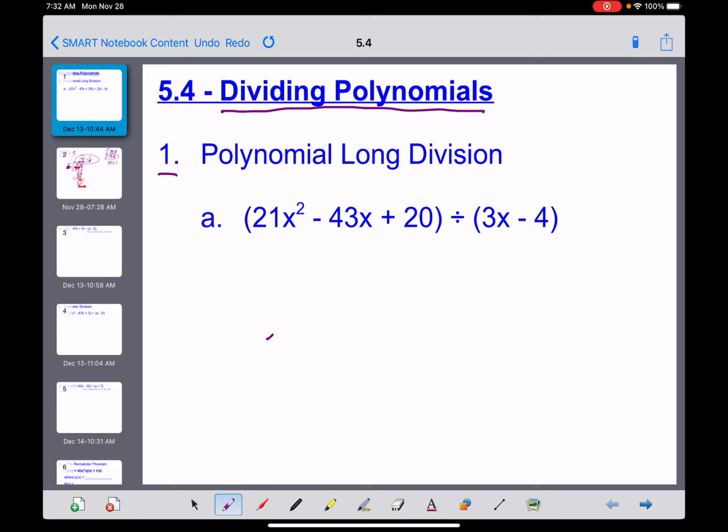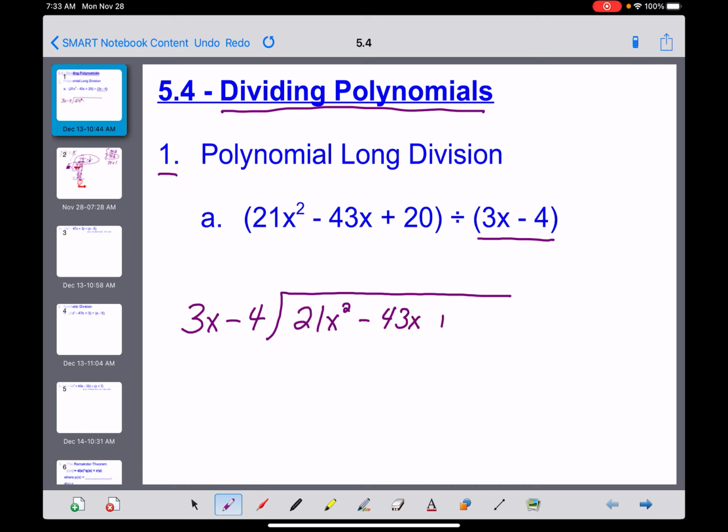So just like I did back in 4th grade, I'm going to make this garage right here. And the polynomial we are dividing by, that is our divisor, goes outside here. There's where 3x minus 4 goes. And then the polynomial that is normally larger, the one that is being divided by the divisor, that's our dividend, goes underneath the garage. So that's 21x squared minus 43x plus 20 at the end of all that.